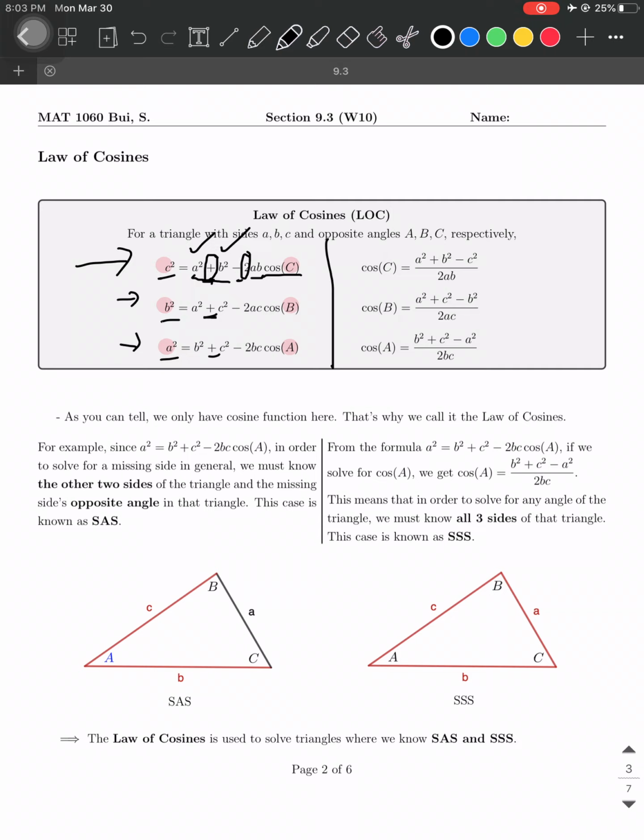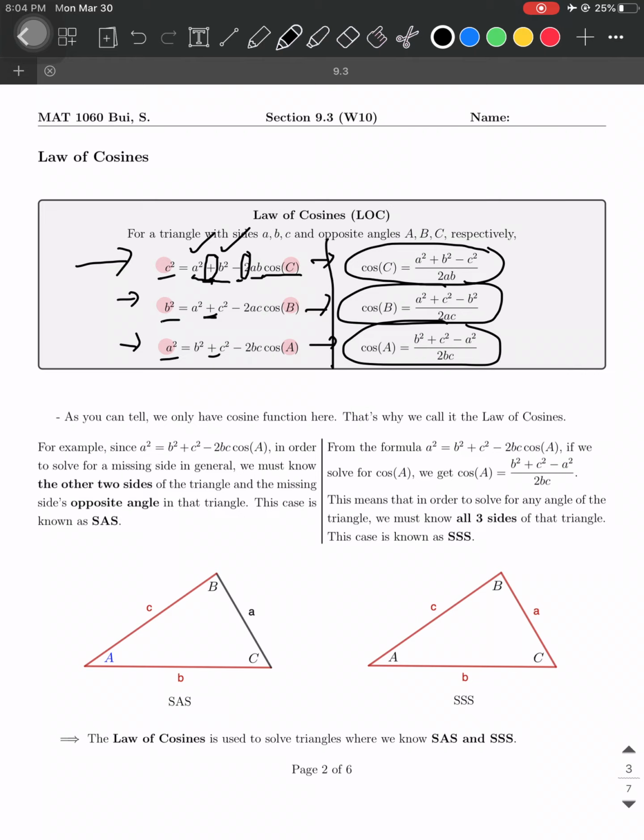And the formulas that we have on the right hand side in here, they come from the formula we have on the left hand side. If you notice, for each of the formulas that we have on the left hand side, if we solve for the cosine of the angle, we will have the formula on the right hand side. Okay, so that's not a big deal.